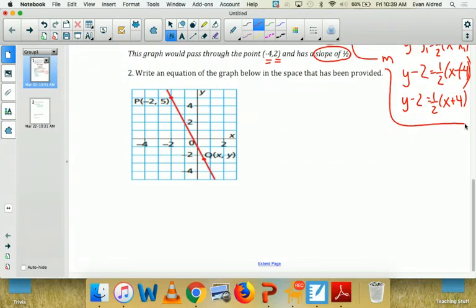Write an equation of the graph below in the space that has been provided. So we have a point. We know point P is negative 2 comma 5. And they've labeled another point, point Q, but that's not helpful. It's kind of in the middle of the grid, and it's just been labeled with coordinates x comma y. But we don't need that. This is where this form is nice.